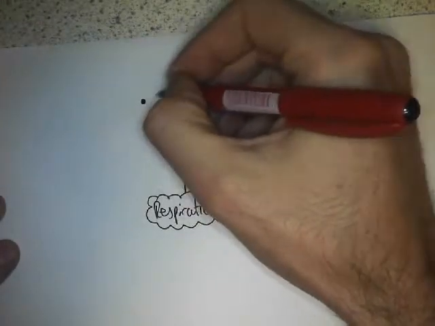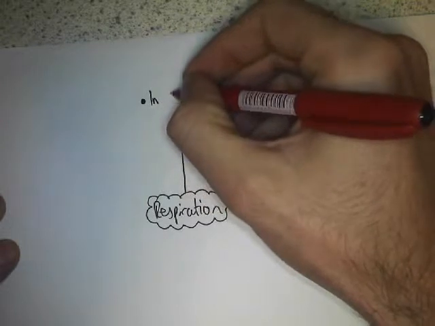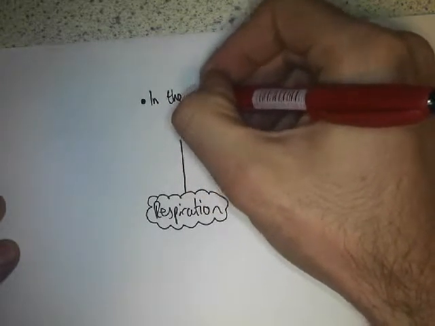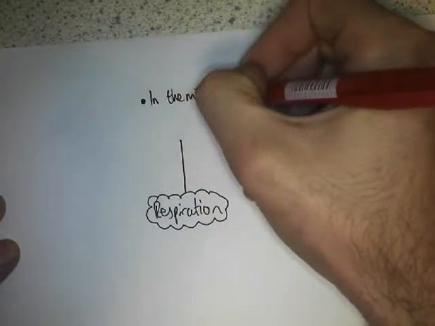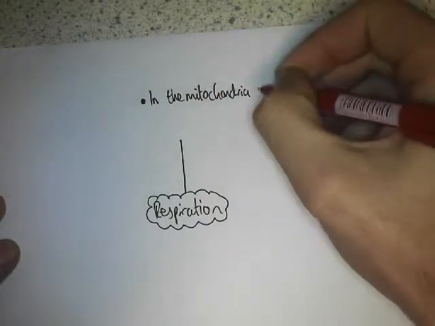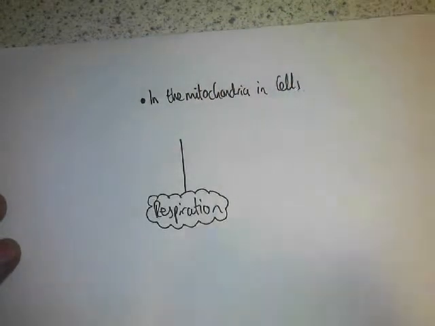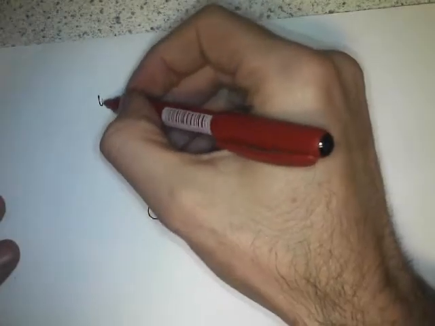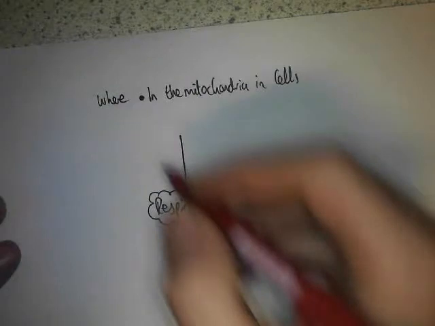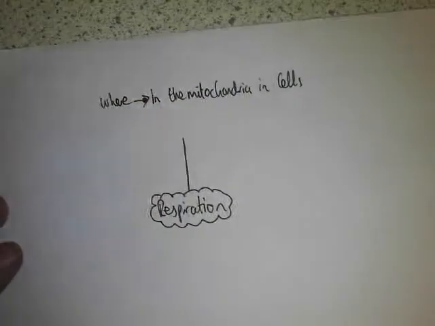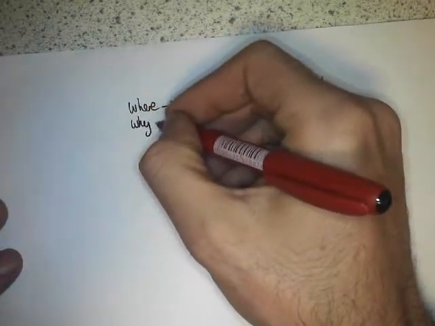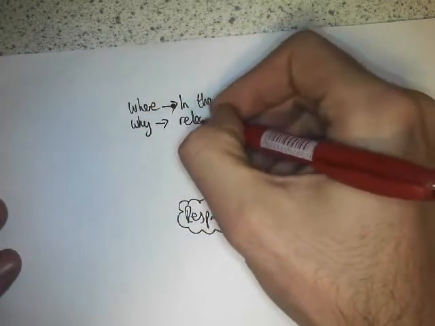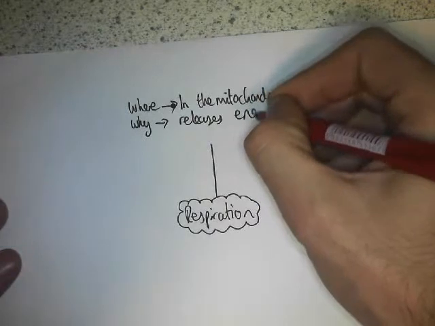So where does respiration take place? It takes place in the mitochondria. In the mitochondria, in cells. So let's just put where there, so we know, if we look back at that, what it means. Where? Why does it take place? Because it releases energy.